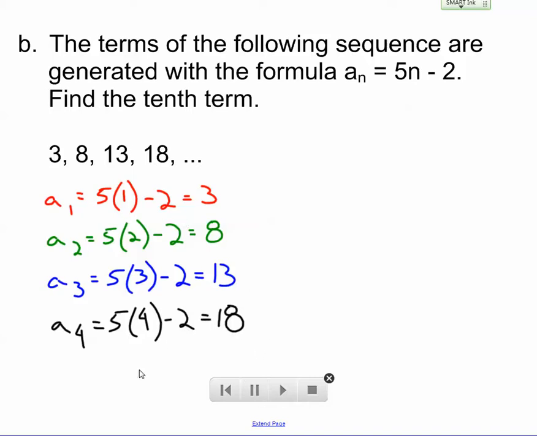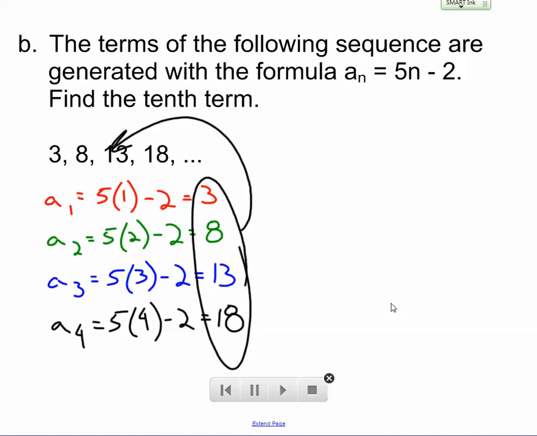And furthermore, the fourth term is 5 times 4 minus 2 equals 18. Okay, this is all useless work that I've done so far. Or maybe I should say that the fact that they gave me the first 4 terms of the sequence was not necessary. They gave me this formula, and that's all I needed. If I want to find the 10th term, all I need to do is plug 10 into that formula. The value of the 10th term would be 5 times 10 minus 2, which is 48.